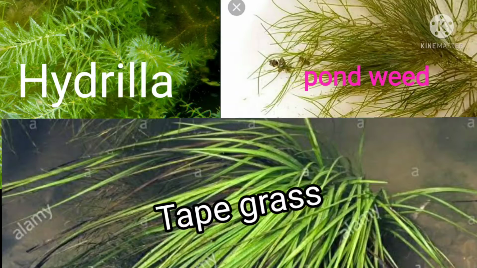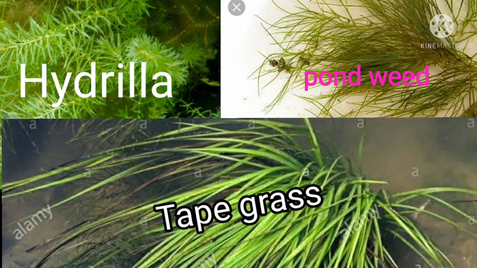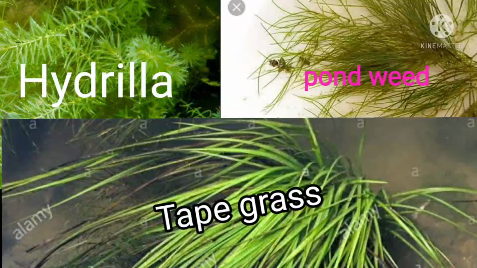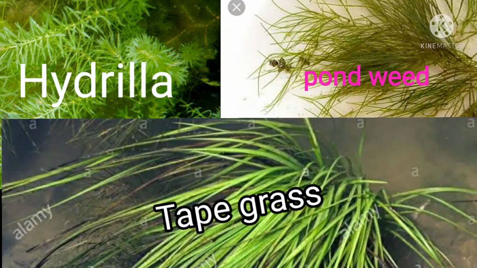Third one is underwater plants. For this, we have examples like hydrilla, tape grass and pondweed. These underwater plants are also called submerged plants. Underwater plants are the plants that grow under the surface of water.